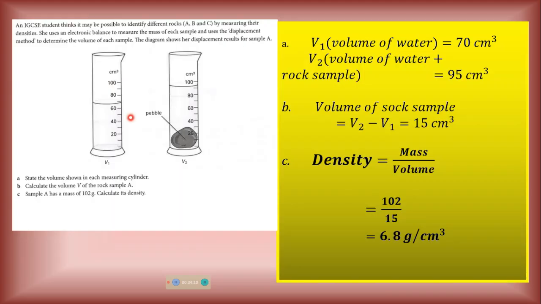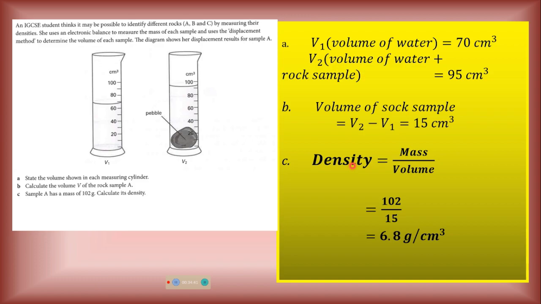In this question, the measuring cylinder 1 represents the volume of water. So let's say V1 is equal to volume of water, 70 centimeter cube. It is 70 here. And measuring cylinder 2 represents volume of water plus a pebble, a rock sample inside a measuring cylinder. So this is 95 centimeter cube. Now volume of rock sample will be subtraction of these two observations. So V2 minus V1 is equal to 15 centimeter cube.